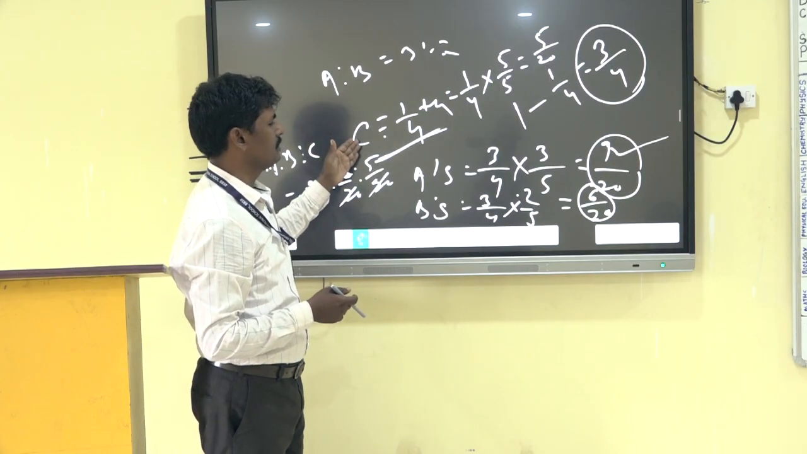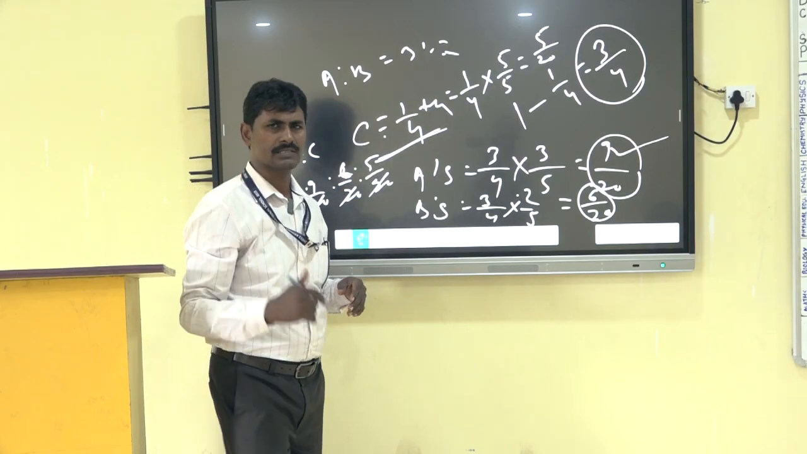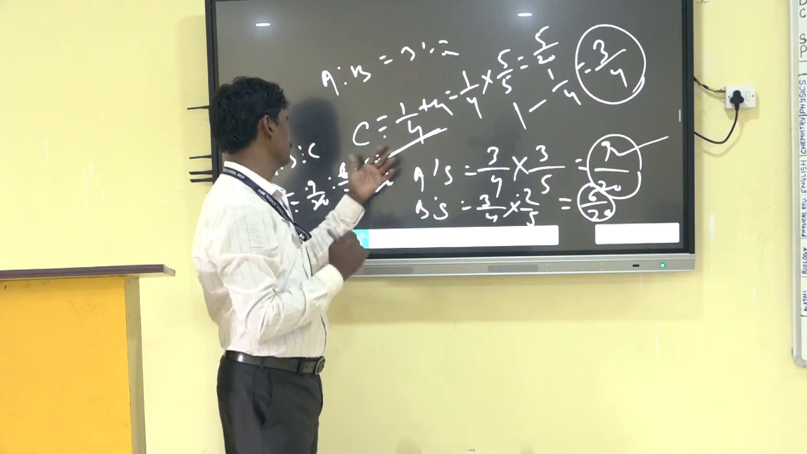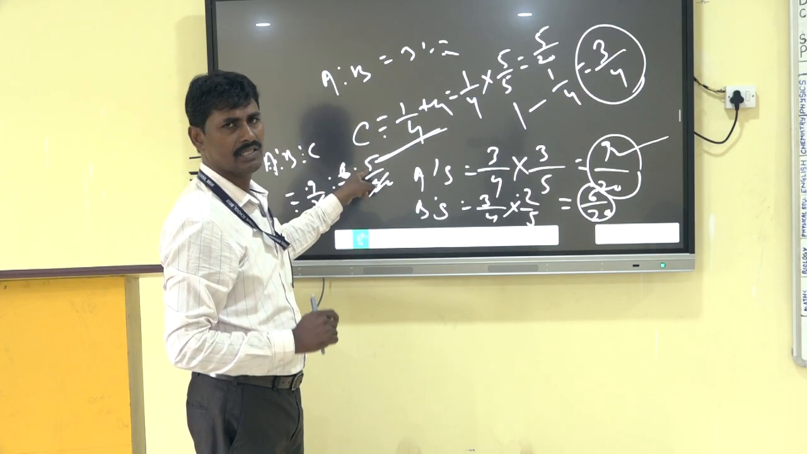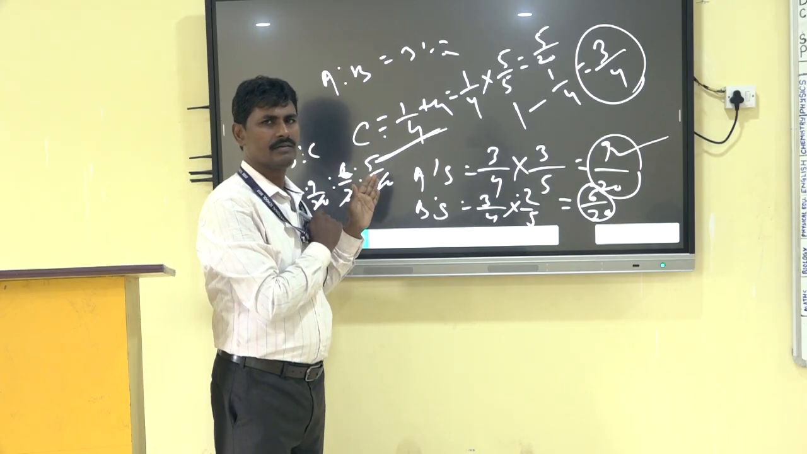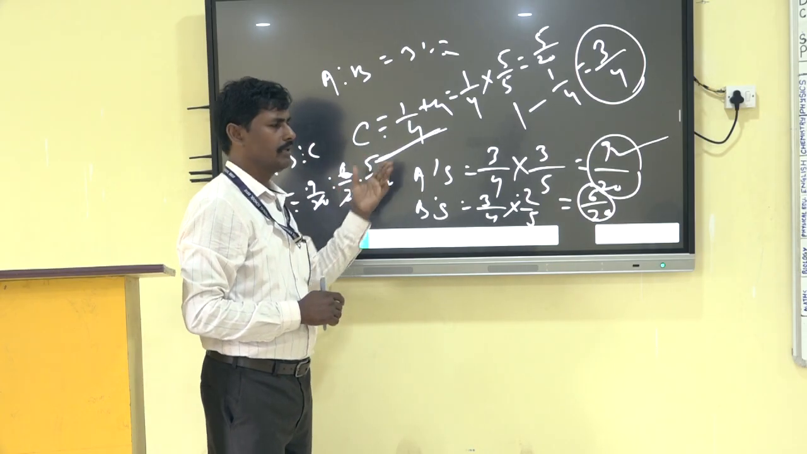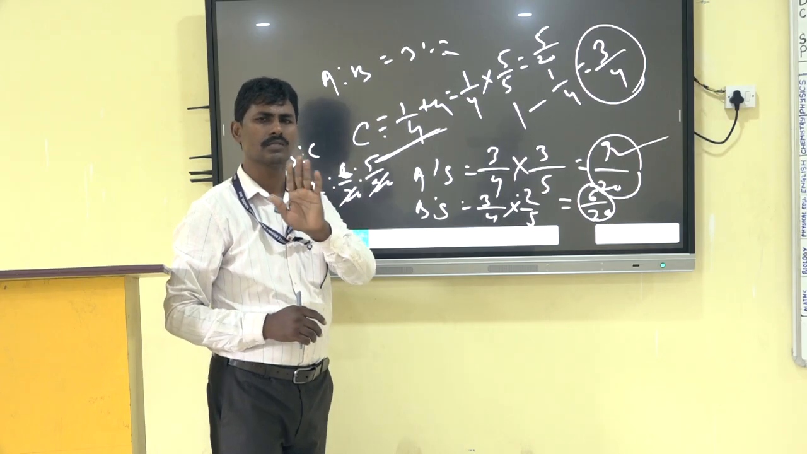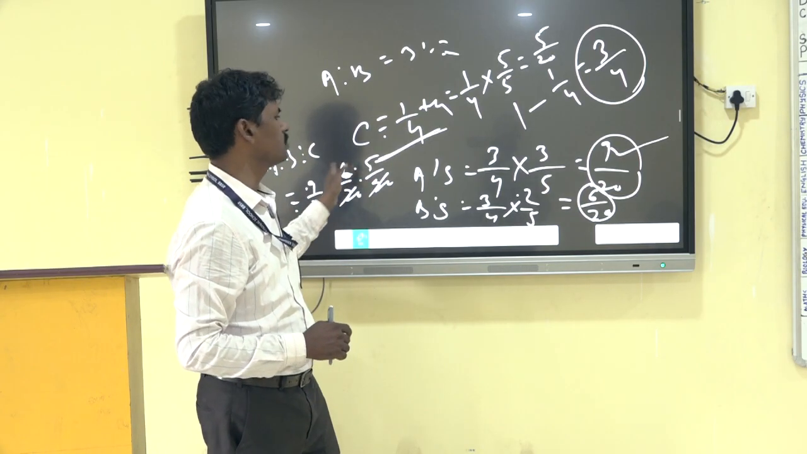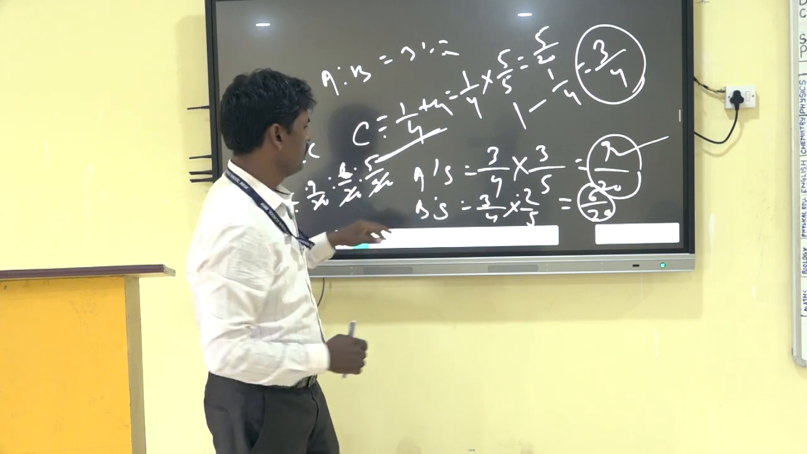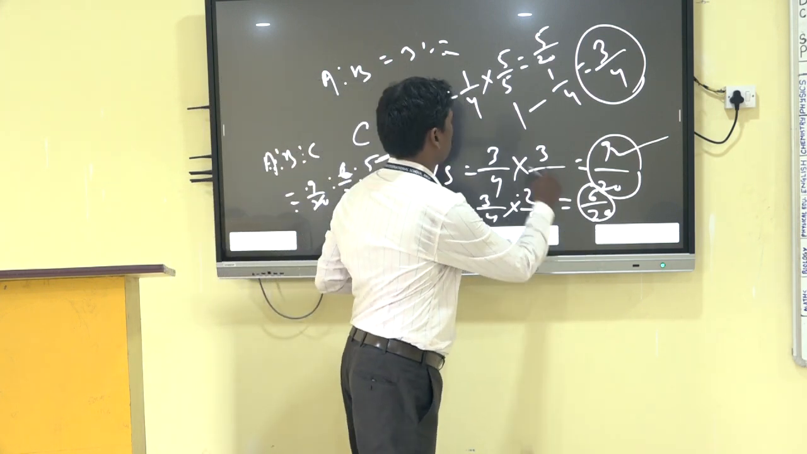This means that after C joins, if any profit or loss arises in the future, it will be distributed among A, B and C in the ratio 9:6:5. This is the agreement. According to this agreement, any profit or loss arising in the future will be distributed in this ratio. This one is the new ratio. Clear?